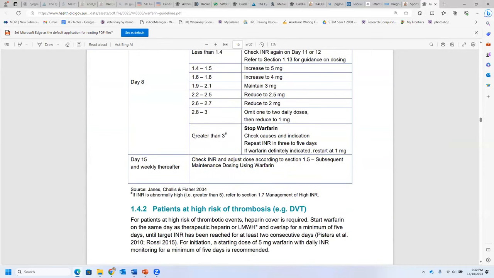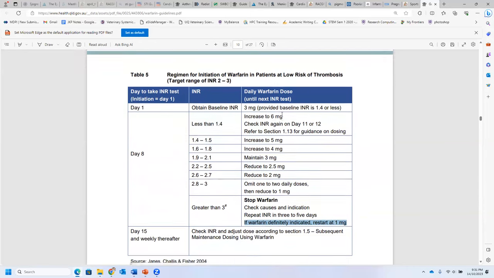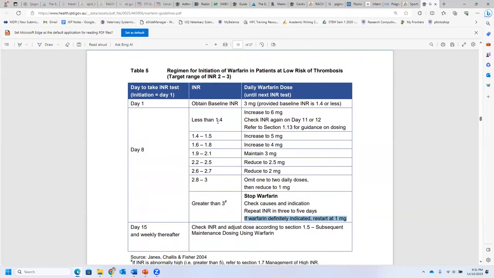So if the INR is more than 3, stop warfarin and repeat the INR in 3 to 5 days. If warfarin is indicated again because the INR is dropping below your target range, then restart at 1 milligram. Usually we start the warfarin at 3 milligram, right? And then increase to 6 milligram if the INR is less than 1.4.